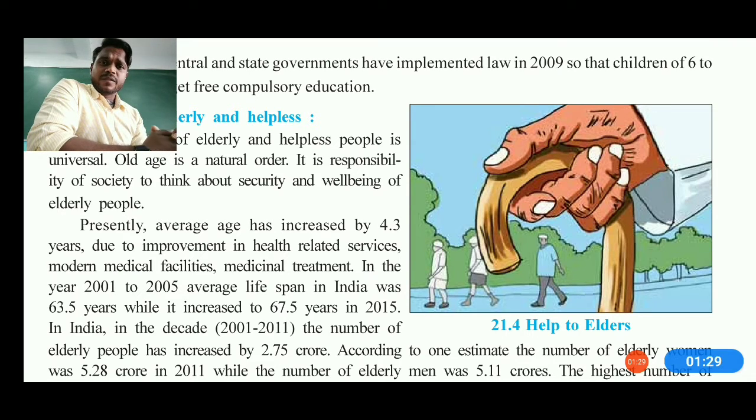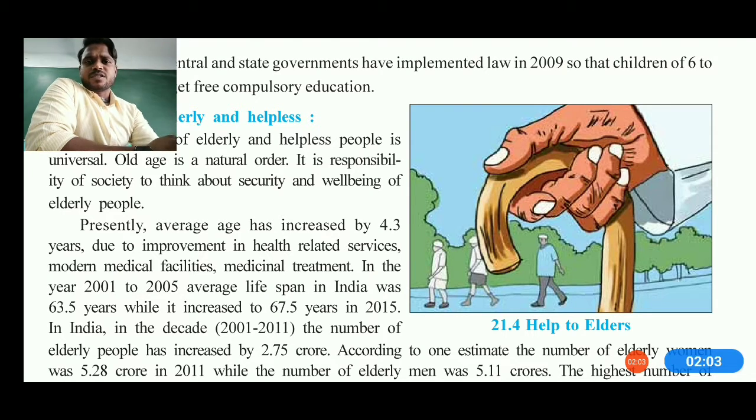and all. So we can say presently average age has increased 4.3 ratio per year, due to the improvement in health related services, modern medical facilities, medical treatment, in every field. Life expectancy has increased. Now if you take the survey from 2001 to 2005, average lifespan in India was 63.5 years, while it increased to 67.5 years since 2015. So we can say that right now we have a lifespan of more than 68 years in India.